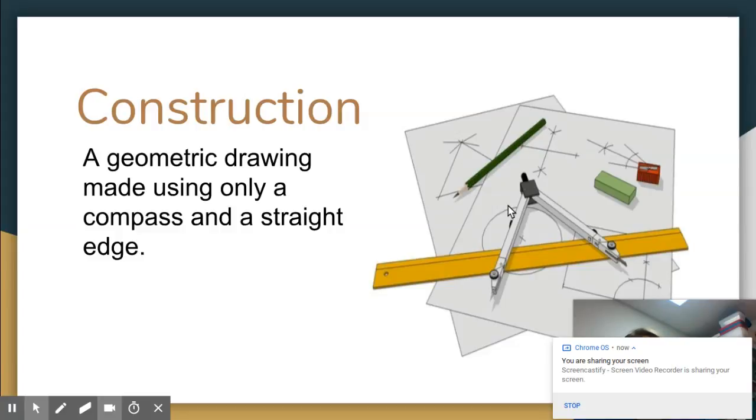These are actually used a lot in actual architecture. Even though there's all kinds of programs out there that do a lot of this stuff for us, a lot of architects still like to do it with pencil and paper. So you get started that way, and then you blow it up into something with a computer program.